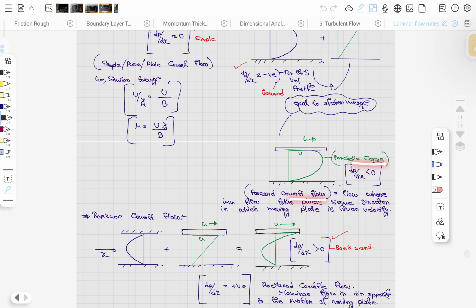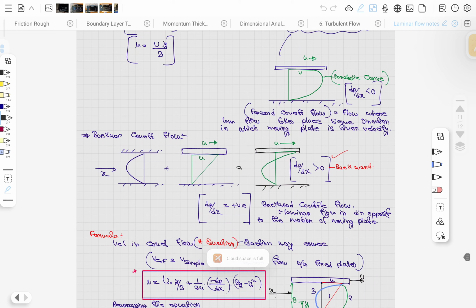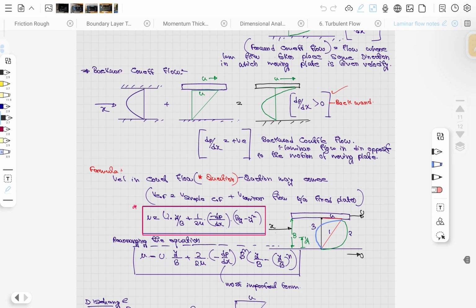For forward Couette flow, the laminar flow takes place in the same direction as the moving plate. This is the profile and this is the laminar flow. This one is a backward flow, one moving down and one moving there. For forward flow, dp by dx is less than 0, and for backward flow the pressure variation dp by dx is greater than 0, positive.